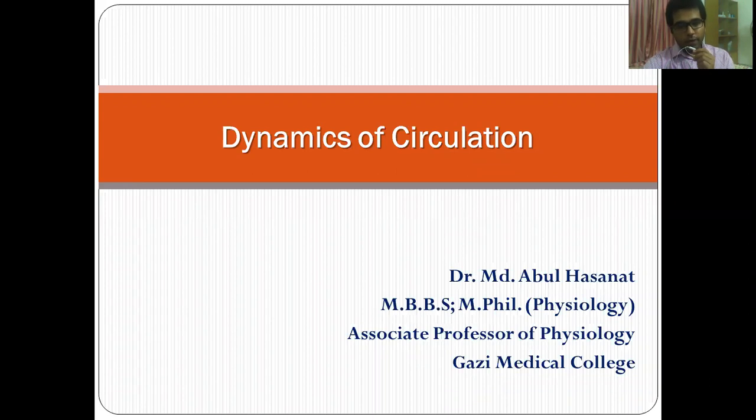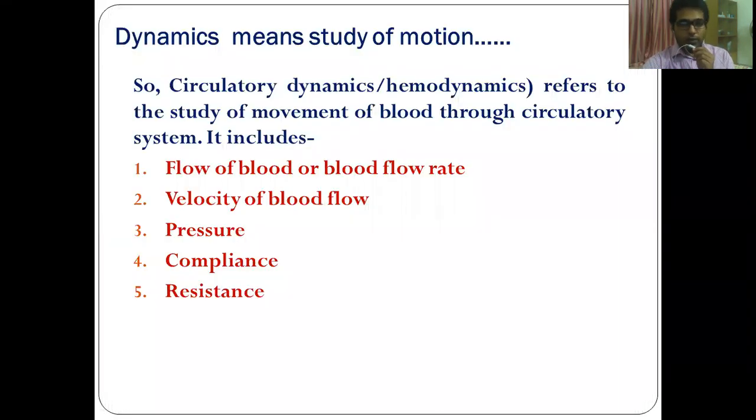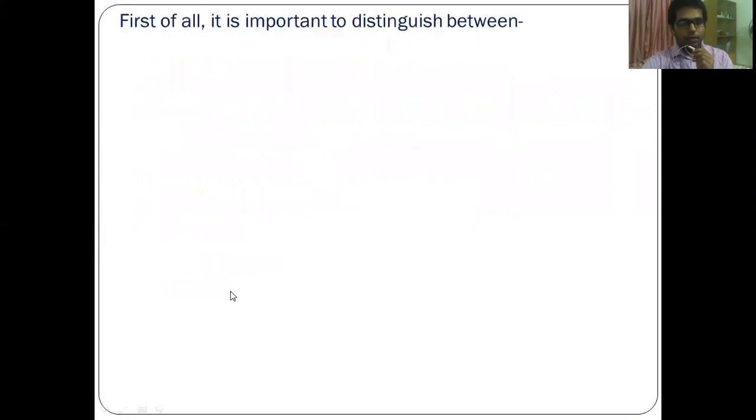Basically today I'm going to talk about the principle of dynamics of circulation, or principle of hemodynamics. Okay, so dynamics means study of motion. So circulatory dynamics or hemodynamics refers to the study of movement of blood through the circulatory system. It includes flow of blood or blood flow rate, velocity of blood flow, pressure, compliance, resistance.